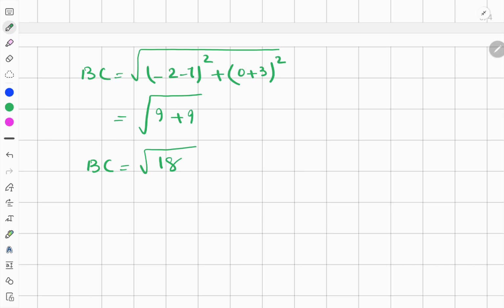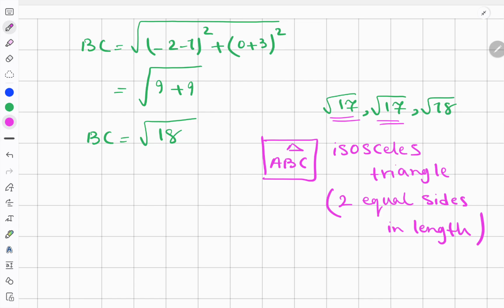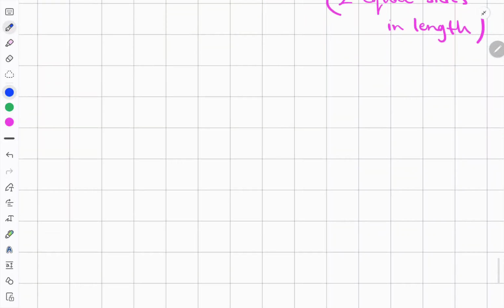So you can see that we have the values of the three sides: radical 17, radical 17, and radical 18. So we found out the triangle ABC is an isosceles triangle because it has two equal sides in length. Okay, it was a great example. And let's jump into the next one.